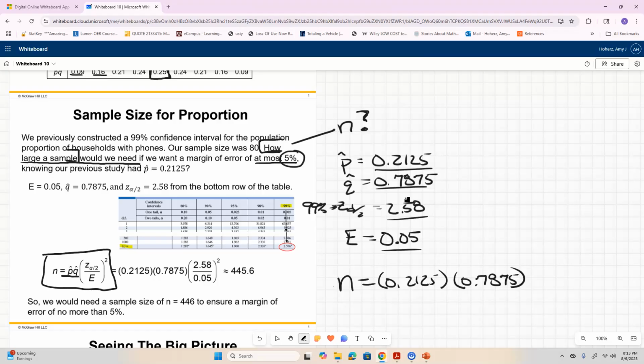Then we're going to multiply that times the z sub alpha over 2 divided by the margin of error, so 2.58 divided by 0.05. Now you can imagine one of the most common mistakes is just putting a 5 in there. Don't put a 5. That's 5%. We have to switch that to the decimal. And then we're going to square it. Don't forget the square that's up here.